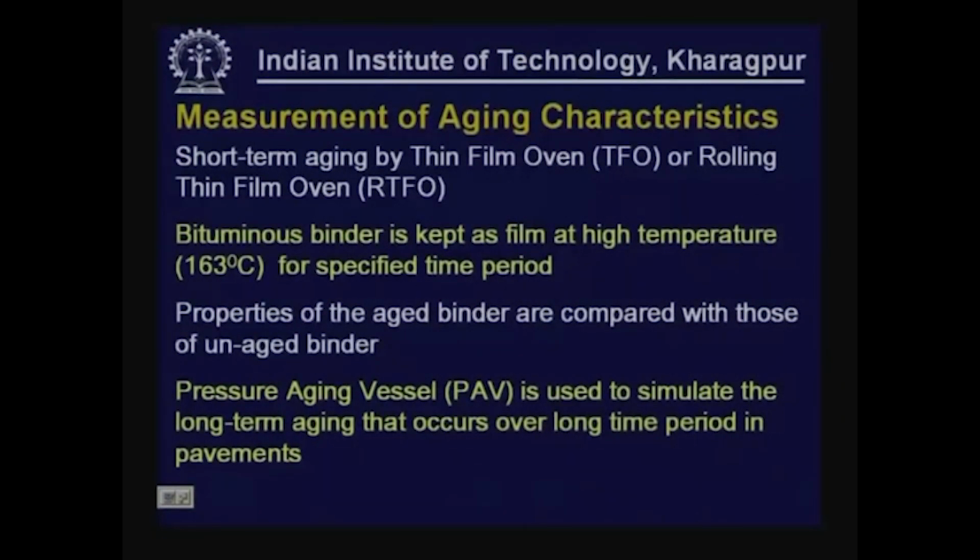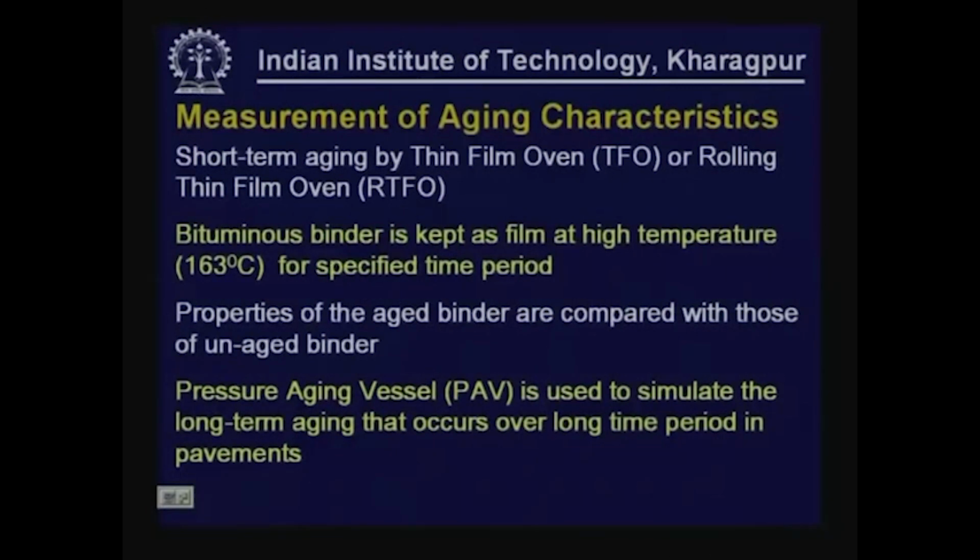more advanced, and the claim is that it simulates short term aging better, and the time required to simulate short term aging with the rolling thin film oven is also shorter. In RTFO or TFO, the bituminous binder is kept as a film at high temperature, which is 163 degree centigrade, for a specified time period. The specified time period will be different for RTFO, different for TFO.